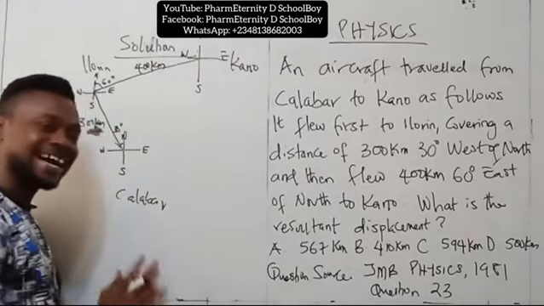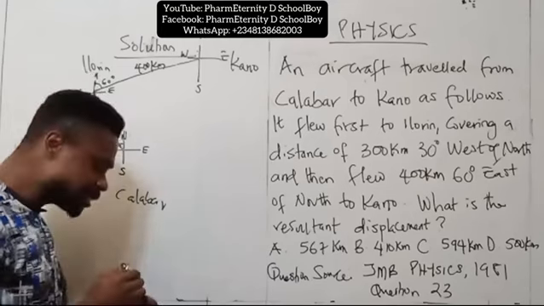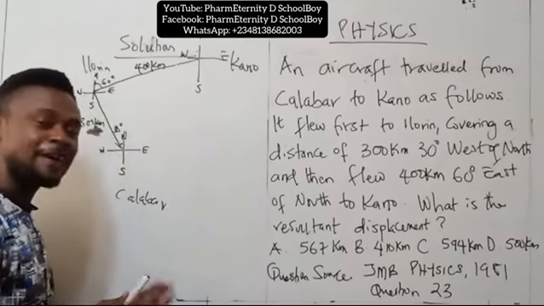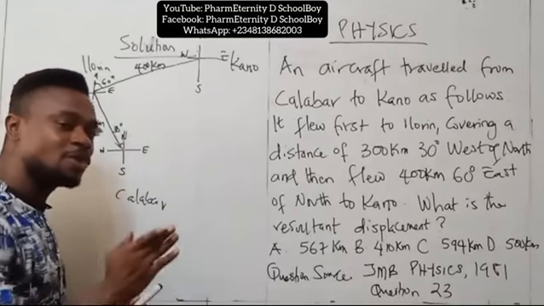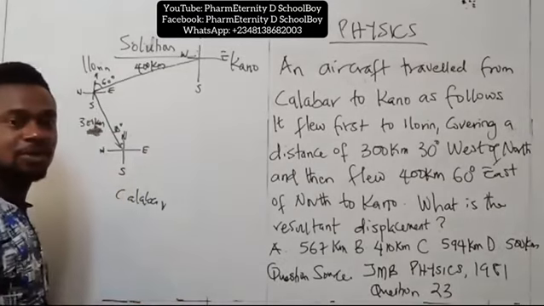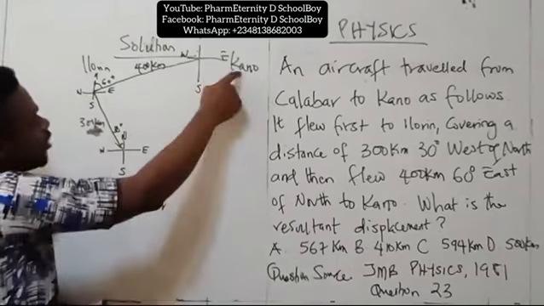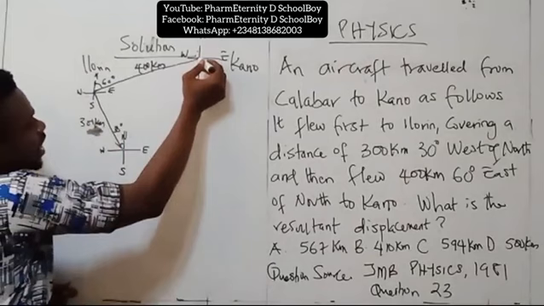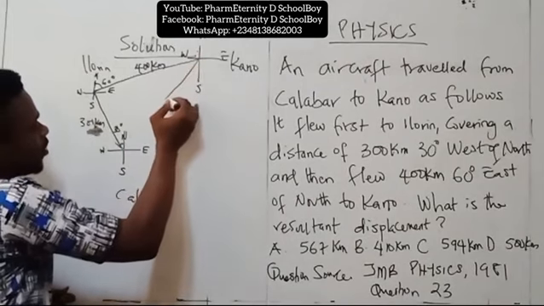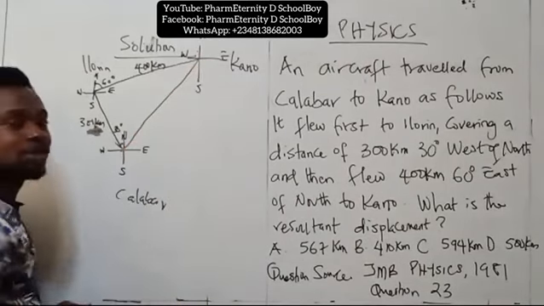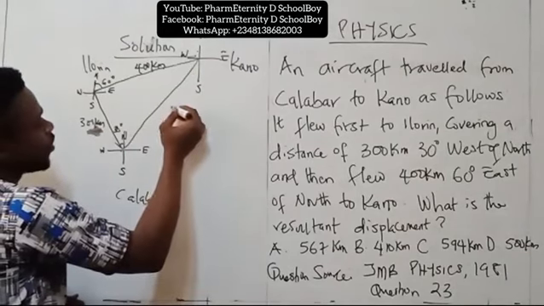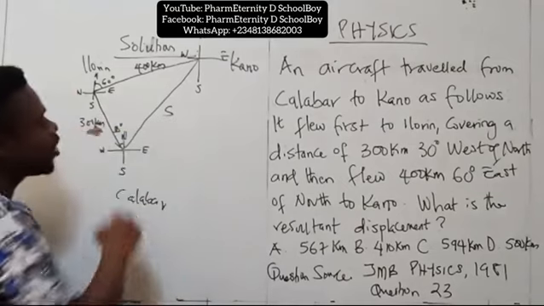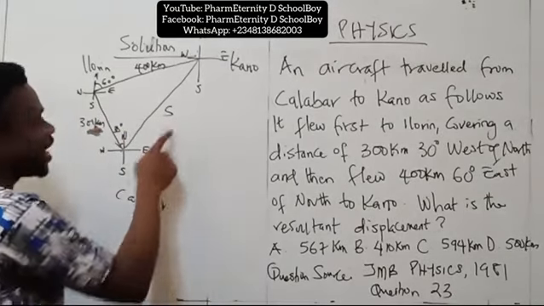But here now we are asked of the displacement. Displacement is a vector quantity. Distance is a scalar quantity. Apart from that, displacement gives you the shortest route. So here the shortest route to Kano gives you the displacement in a particular direction. So here now, this is the resultant. From here to here will give us the resultant. So this is what we are looking for. This is the displacement we are looking for. Now how do we find this S?